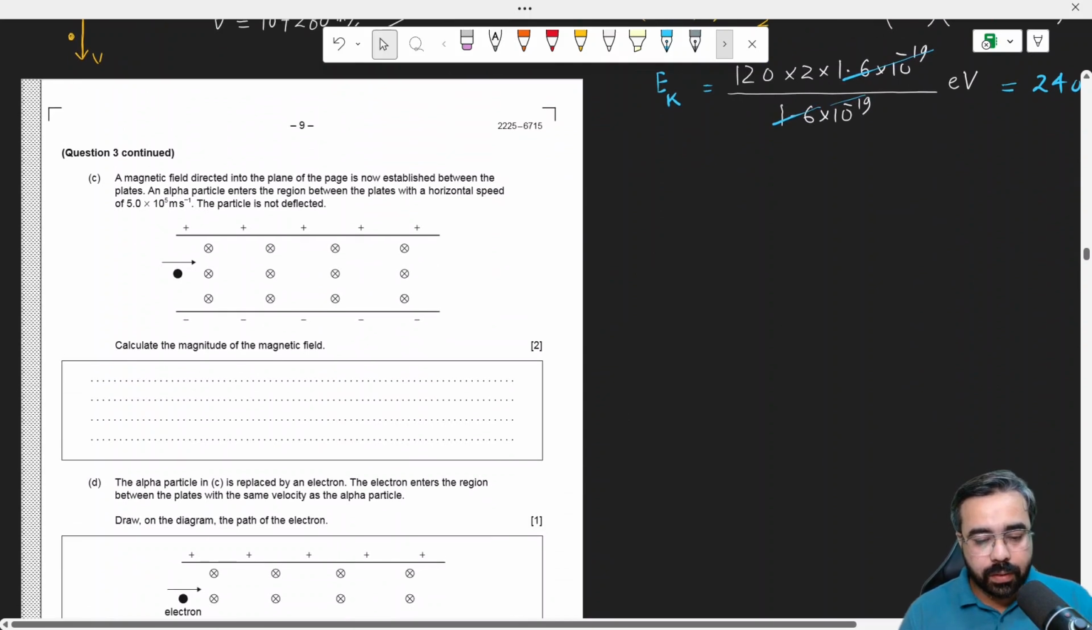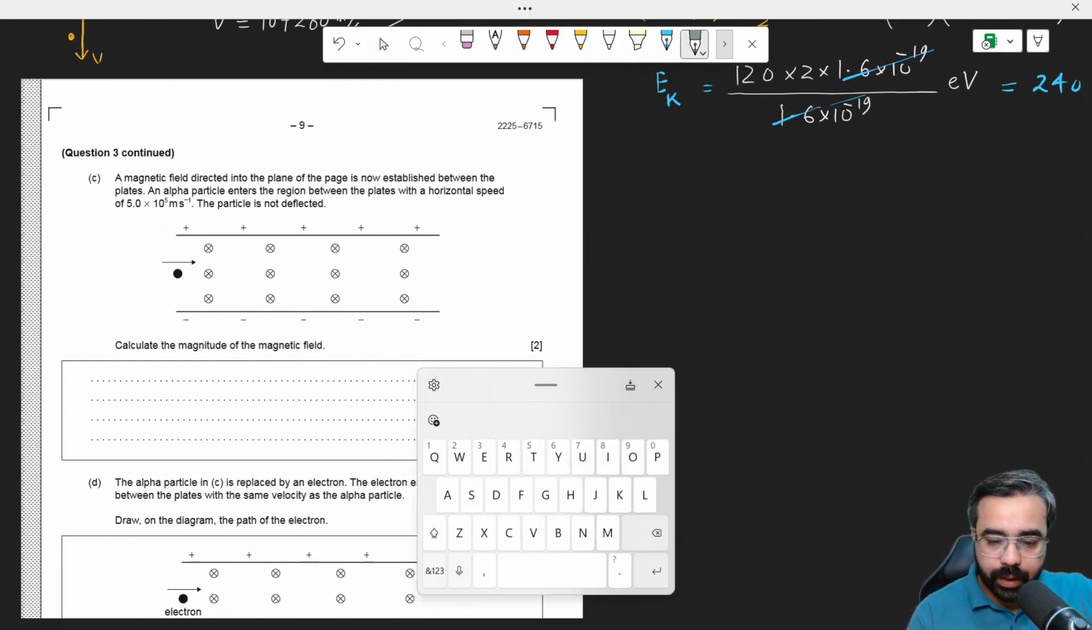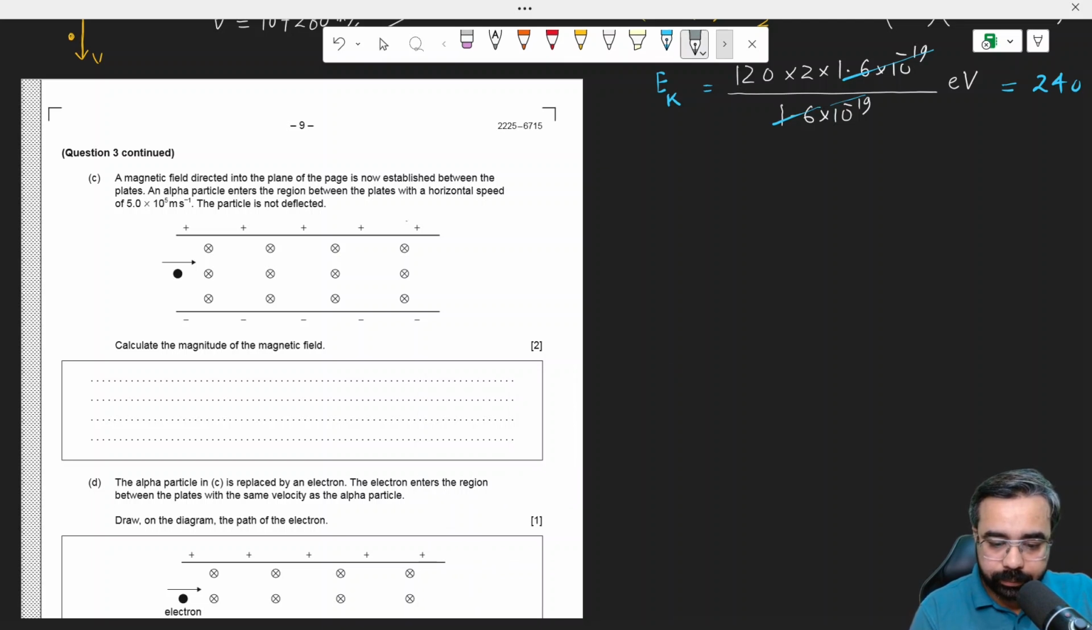Now let's go to the next. The magnetic field questions are starting. In this question they say that we have applied a magnetic field into the plane, and we are throwing a charge. An alpha particle enters the region between the plates with a horizontal speed of this. This is a very interesting line: the particle is not deflected. Interesting. Why is the particle not deflected?